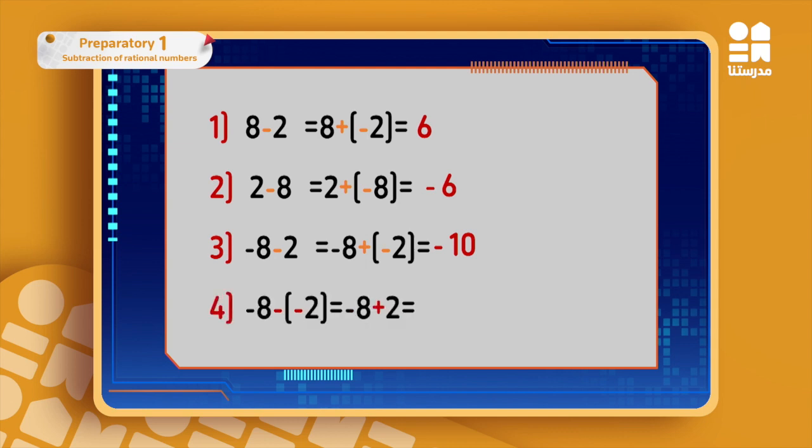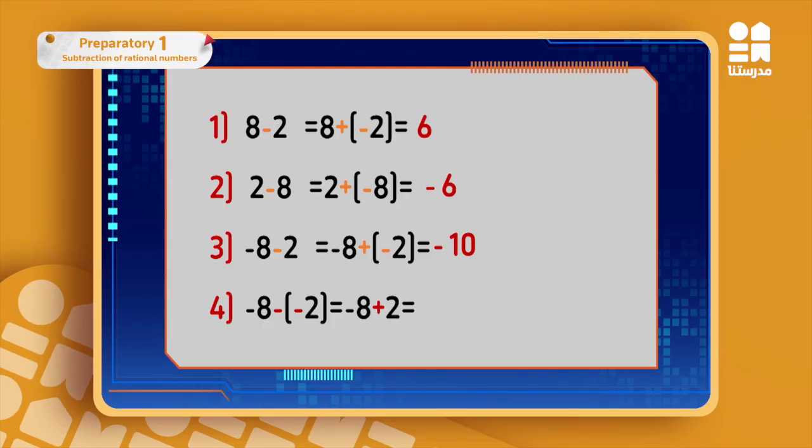The fourth one, negative 8 minus negative 2. So here we have to focus on a new hint. When I have two negative signs, or we have minus then negative, we have to convert both of them to be plus or positive. So I'm going to write it as negative 8 plus 2. In this case, we have different signs. So as we said, sign of bigger then subtract. So the bigger number is 8. I'm going to put the sign of it, which is negative, then subtract 8 minus 2, which is 6. So the correct answer is negative 6.